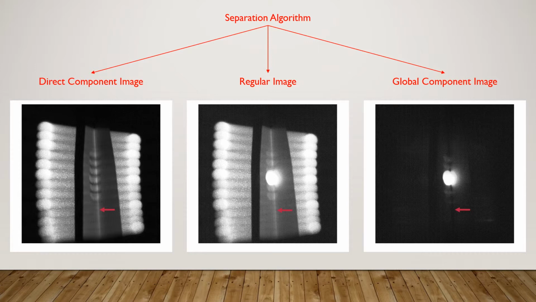As mentioned earlier, this crease accentuates the separation. You can see in the direct image, the crease is bright. In the regular image, it is not as bright, and in the global, it is very dark. Separating global and direct components from images of shifted pairs of lines has been achieved using the MEMS mirror and algorithm presented in this presentation.